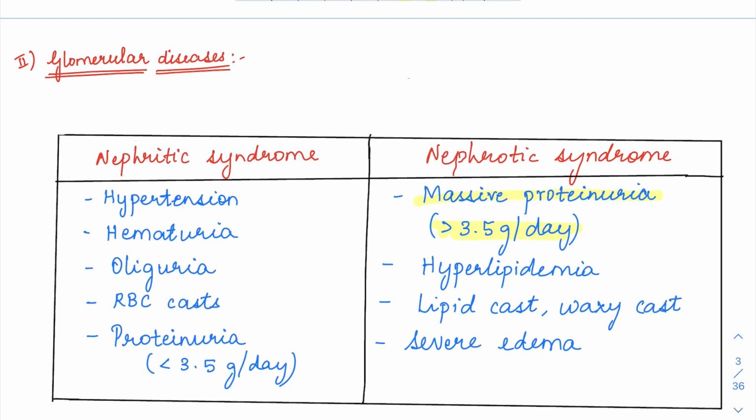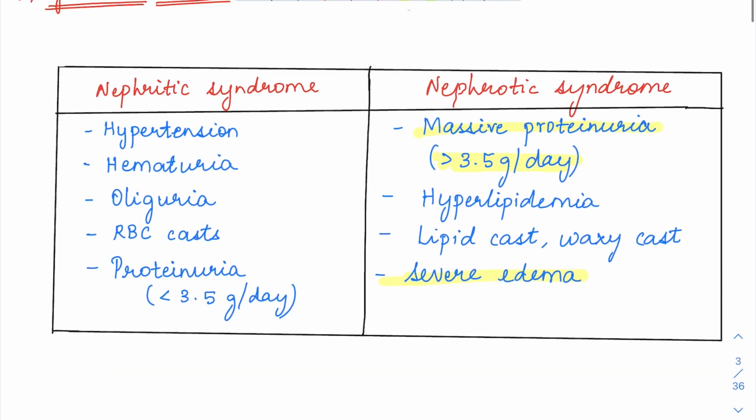When lots of protein are being lost, what will happen? When protein is not there, the oncotic pressure cannot be maintained, and that will result in severe edema. So the patient will have severe edema. Other than that, the lipid binding proteins, which are also proteins, are going to be lost. That will result in hyperlipidemia, which will result in lipiduria and presence of lipid casts in the urine. So there will be lipid casts in nephrotic syndrome.